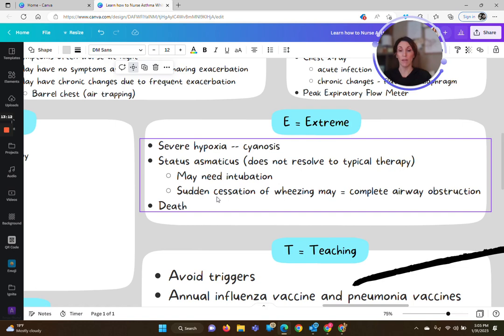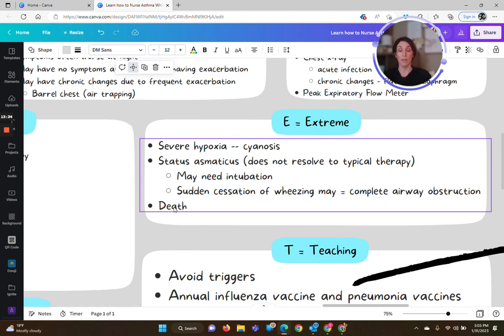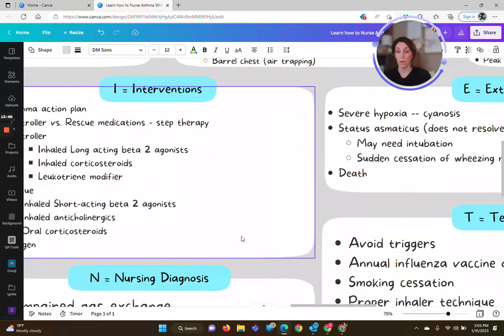And we may have a sudden cessation of wheezing, which just remember that if we stop wheezing, that might mean complete airway obstruction. So if it says clear lung sounds, well, that's good. But if it says wheezing, and on the next auscultation, no wheezing, that might mean we're having quite a bit less air movement. And then death, obviously. People die from asthma, unfortunately. So that's another one. Okay, extreme situations.